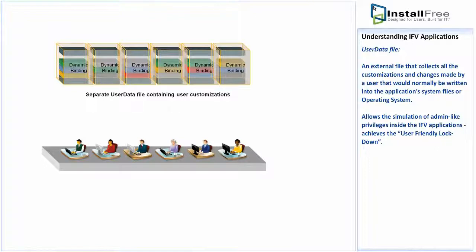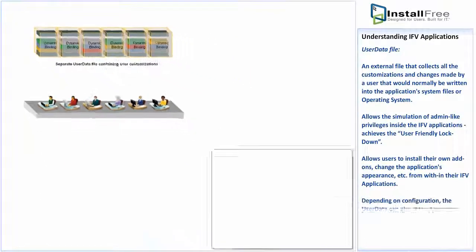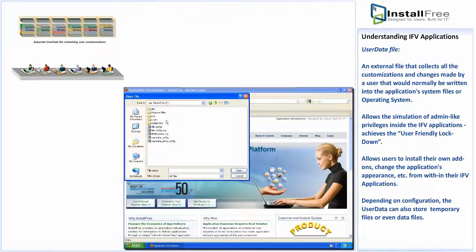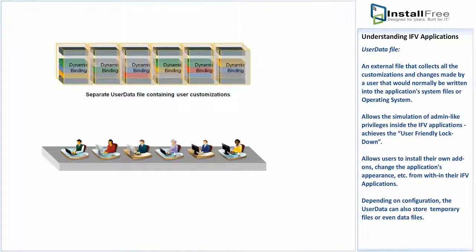Within their IFV applications, users can now install their own add-ons, change the application's appearance, etc. And depending on the configuration, user data can also store temporary files or even data files saved into this virtual drive, which appears as the drive letter V. Apart from its obvious role as a keeper of customizations and its use in roaming user scenarios, the user data file can also play a role in disaster recovery.